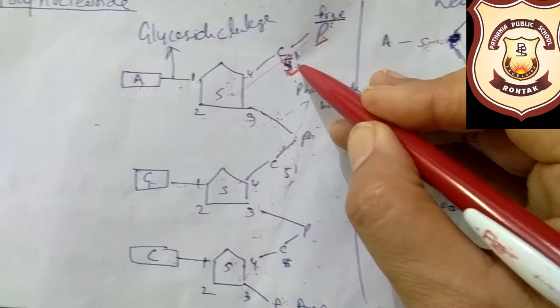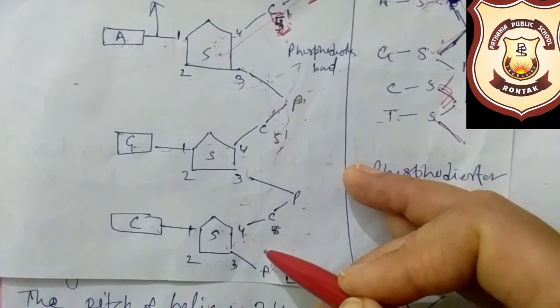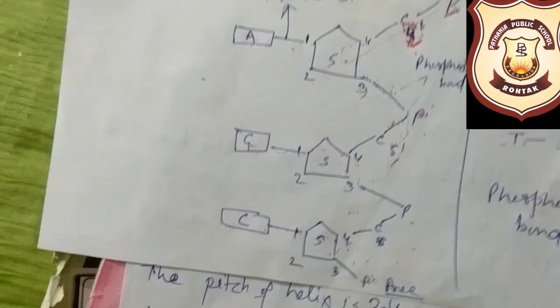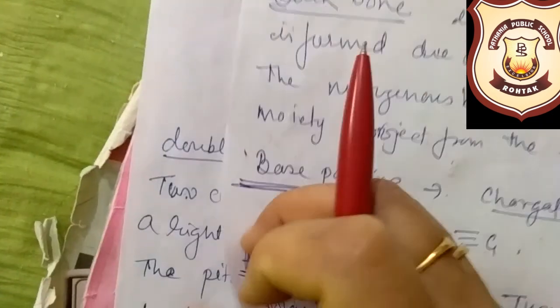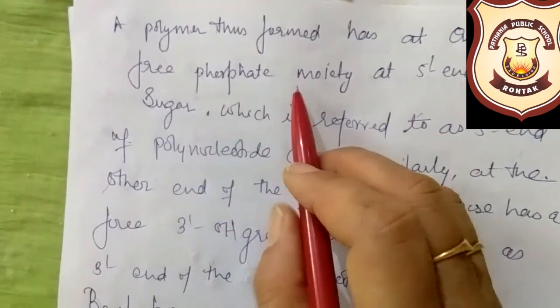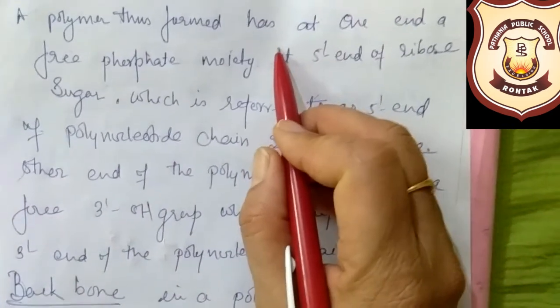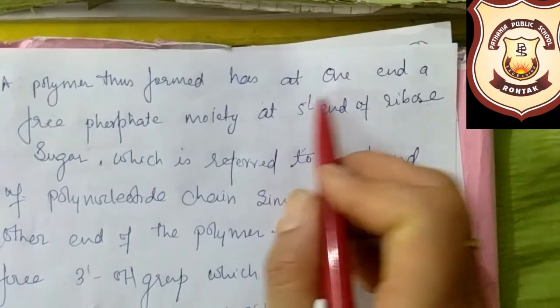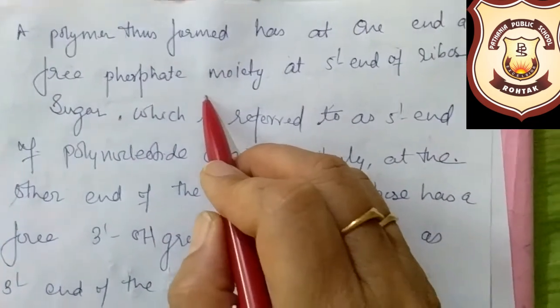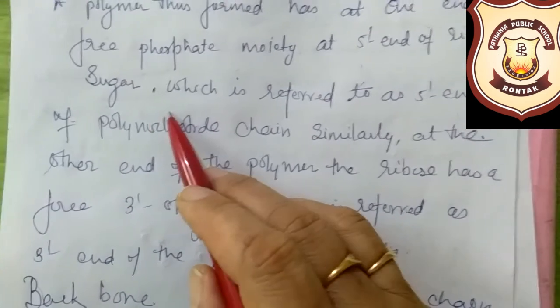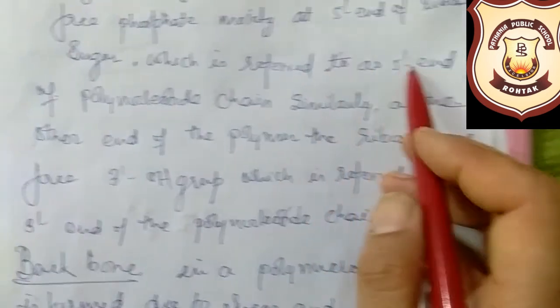Okay, so this is how the polymer of nucleotide is formed. Now we are coming to what will happen after that. Once the polymer is formed, it has at one end the free phosphate moiety at the 5' end of the sugar, which is referred to as the 5' end of the chain, and at the other end the polymer of the ribose has a 3' OH group, which is referred to as the 3' end of the polynucleotide chain.